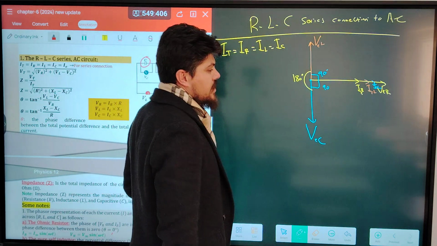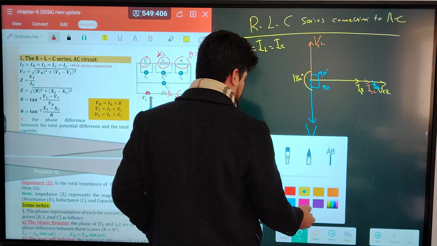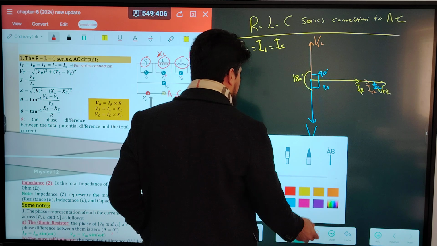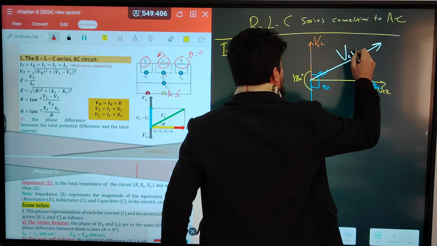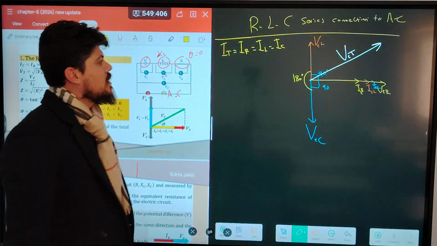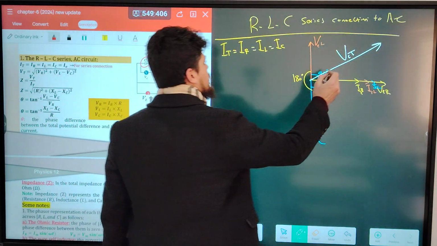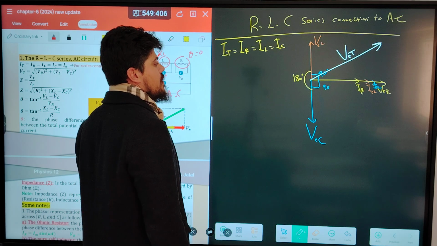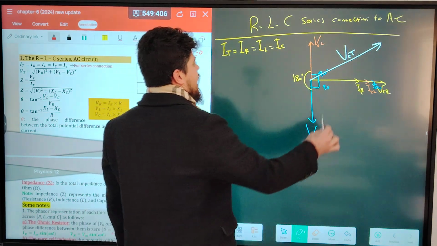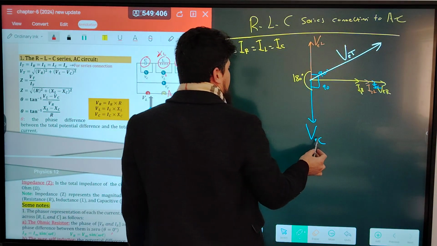Because we have right angle here, to determine the total potential difference, guys. What is this? This is VE total, or VM total. It doesn't matter, both the same. Not the same thing, but you can represent both VM or VE. Guys, we have VE total.